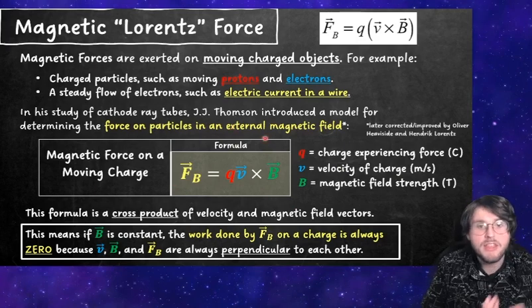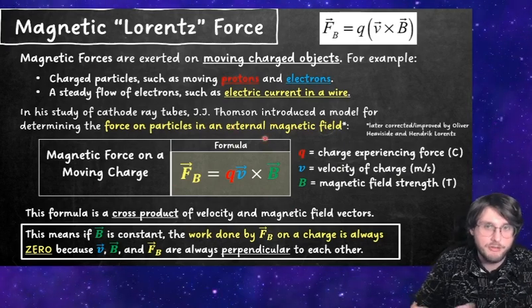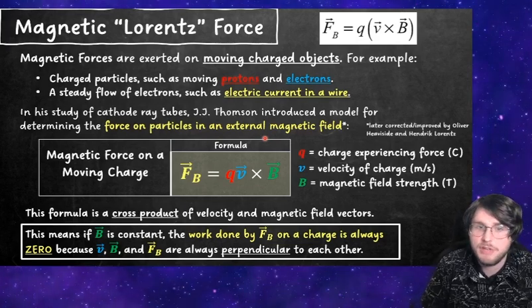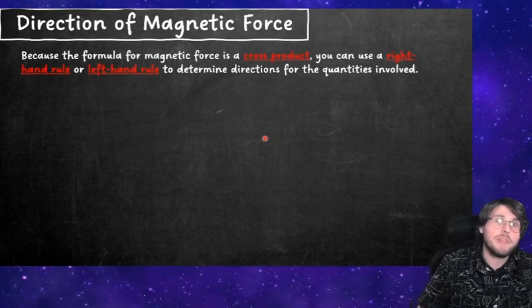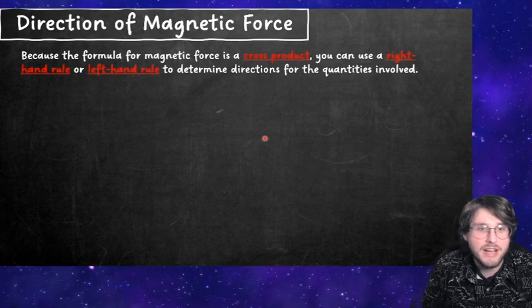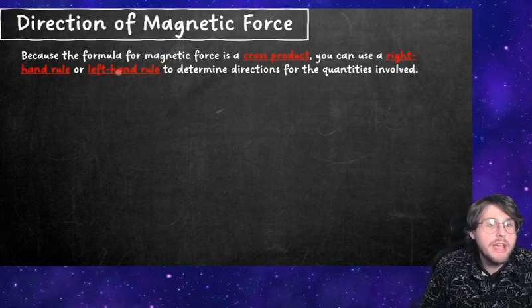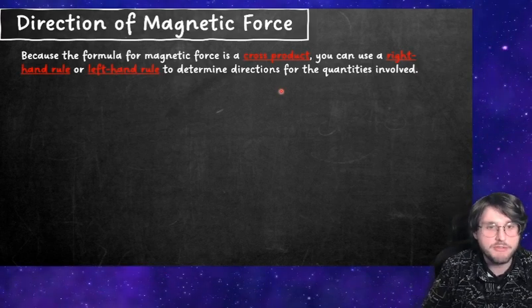And keep in mind that because it's a cross product, you can always provide this equation in alternative forms based on other notations for cross products, like QVB sine theta. Now also, because it's a cross product, this is a great time to remind ourselves of the lovely right-hand rule. So because the magnetic force is a cross product, you can use a right-hand rule or a left-hand rule to determine the directions of the quantities involved.